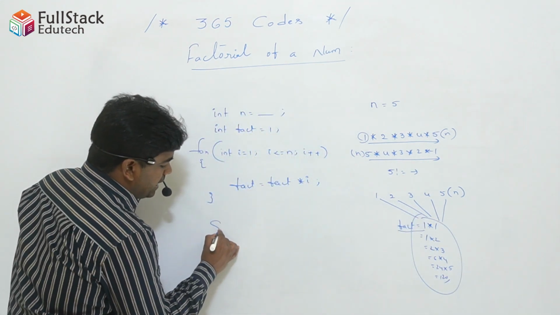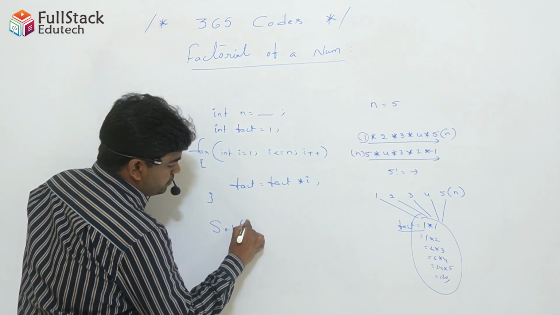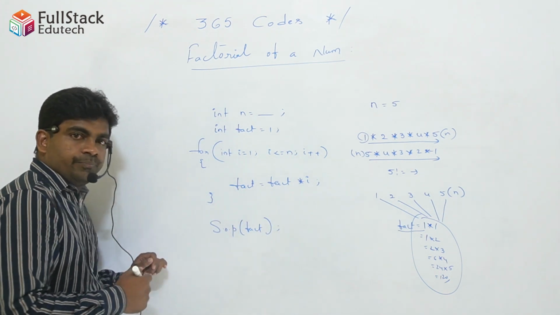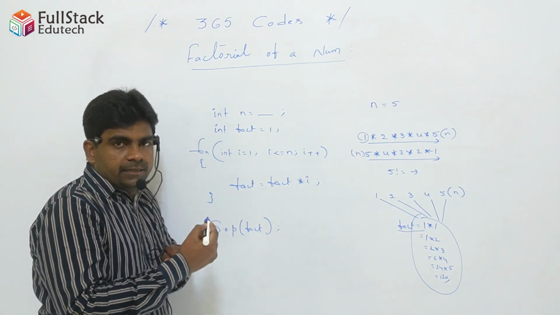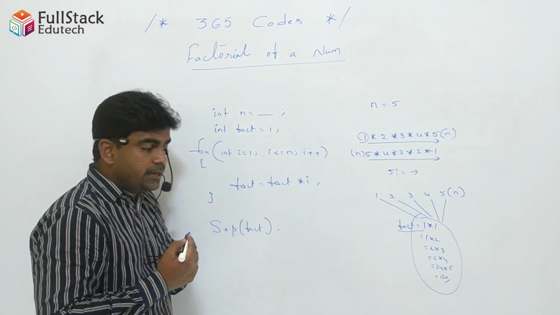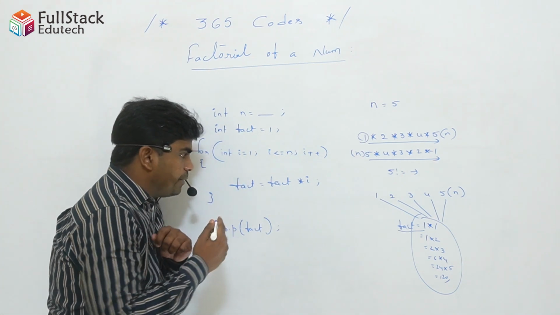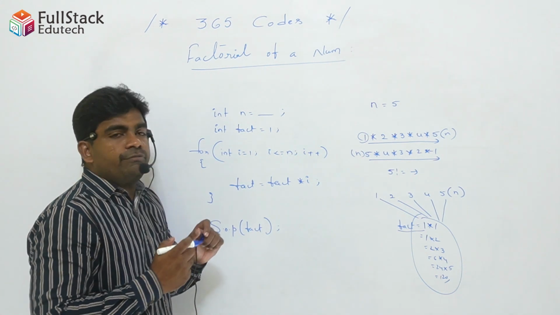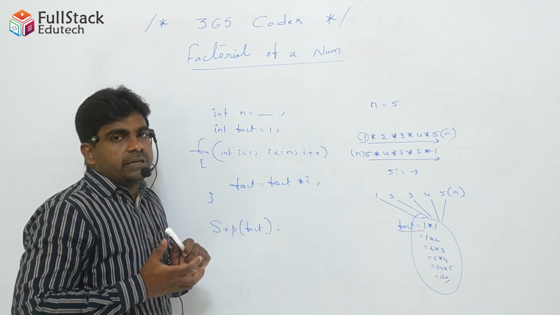And finally we are printing the fact value. Don't print the value inside. Once you have completed finding the factorial, the final value you have to display. Okay, this is the simple way of finding the factorial value logic.